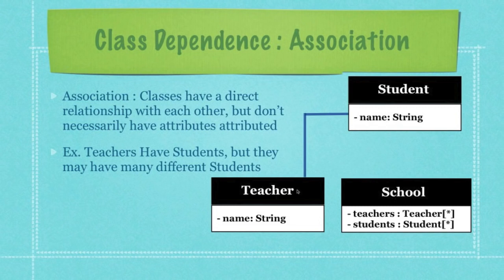If that's at all confusing, don't really worry about it. In the next part of the tutorial, I'm going to get more into this stuff and clear everything up. That is but just one example of an association dependence.